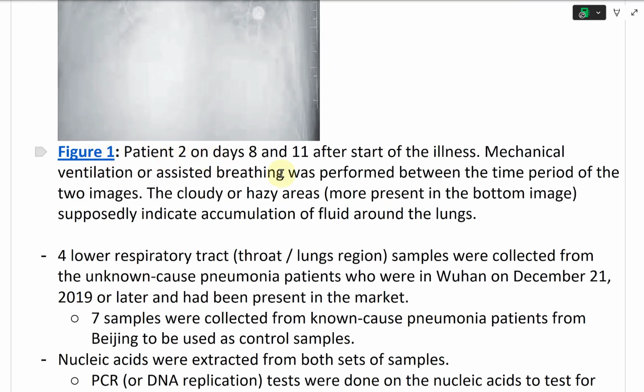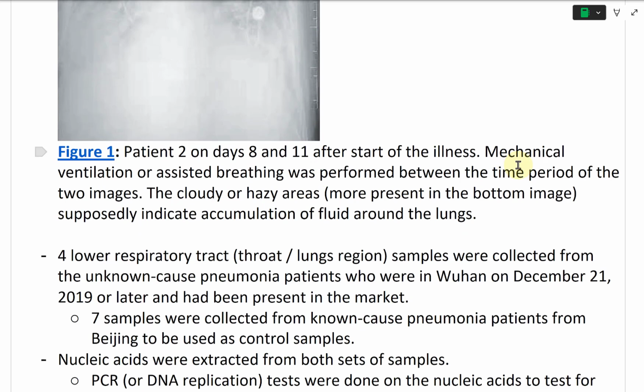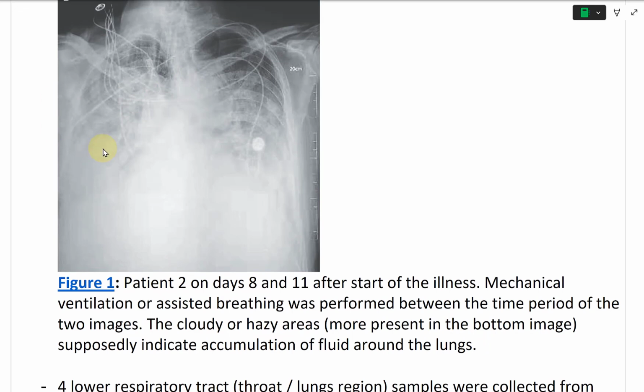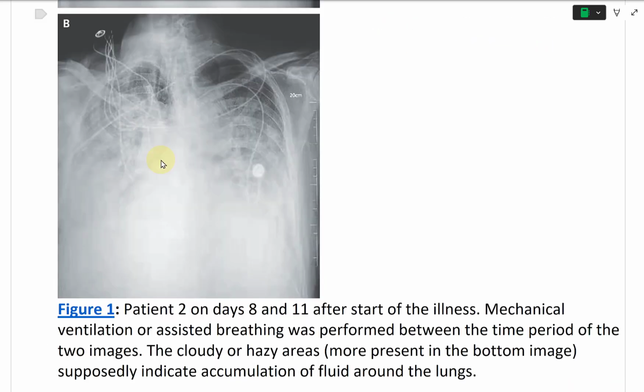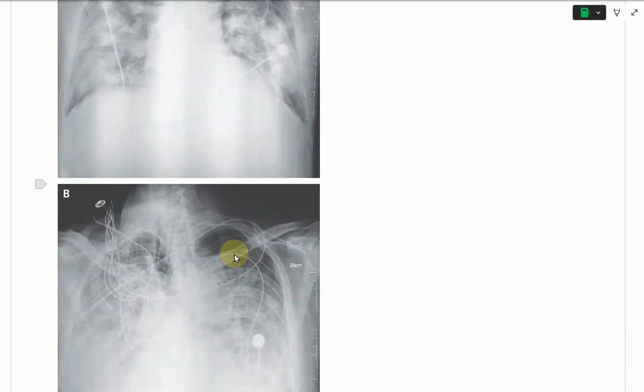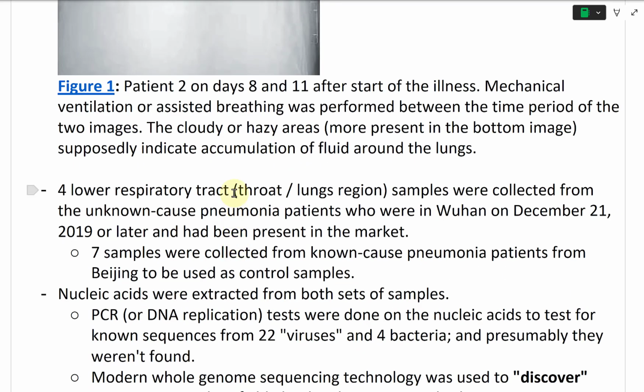So, figure 1, patient 2 on days 8 and 11 after start of illness. Mechanical ventilation, or assisted breathing, was performed between the time periods of the two images, and the cloudy or hazy areas more present in the bottom image supposedly indicate accumulation of fluid around the lungs. It was becoming more hazy, and again, this period between this image and this image had mechanical ventilation. So that may be a factor too.